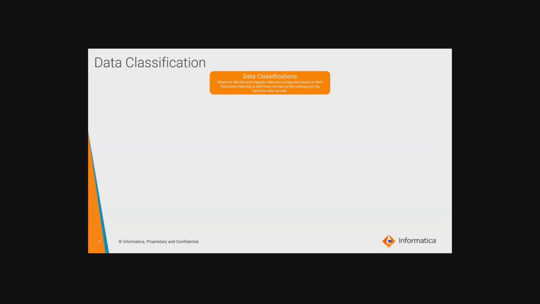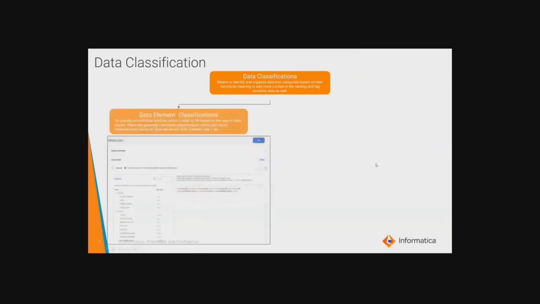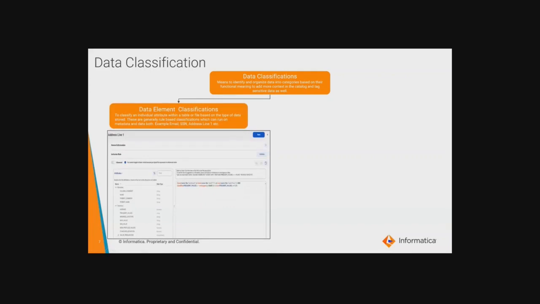We will look at that in the demo too, but let's understand the types of data classifications we have. One of the more common data classifications is the data element classification. As the name suggests, it is at the attribute level within a table or a file, and it is generally rule based. So you can define rules, and a rule could be on the column name, on the data within that column, or on the comments on that column.